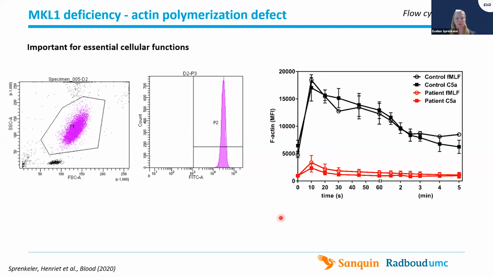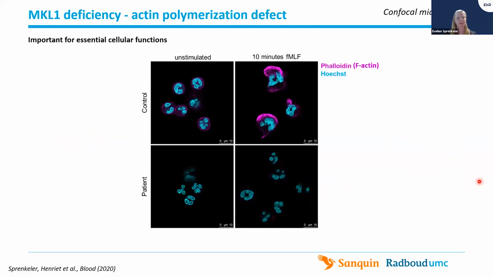And in a patient, the MKL1 deficient patient, you can already see that the filamentous actin levels are at basal state already lower than the control, and not much is happening when you stimulate these neutrophils. You can also look at filamentous actin by microscopy. Here in magenta, you see the filamentous actin nicely expressed upon stimulation in the control condition, but not in the patient condition.